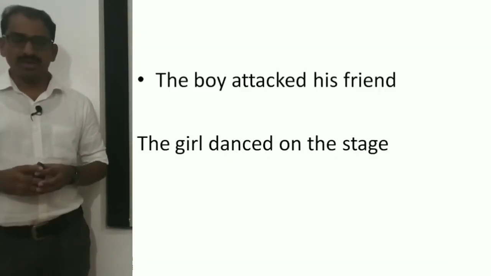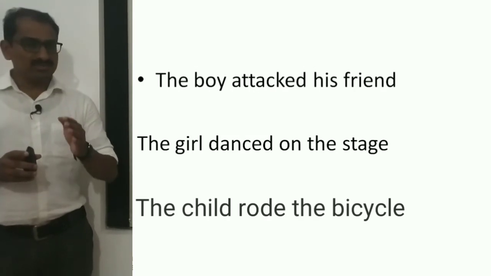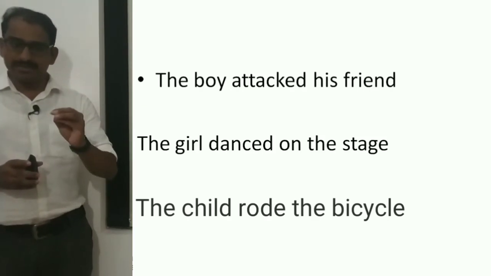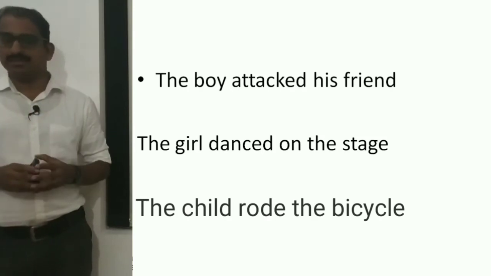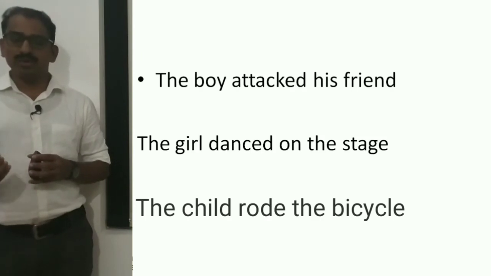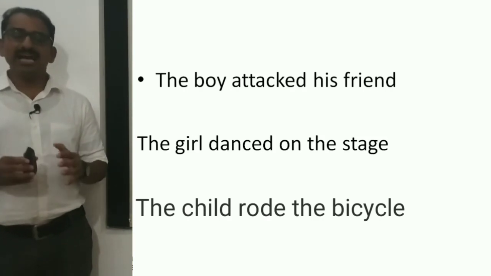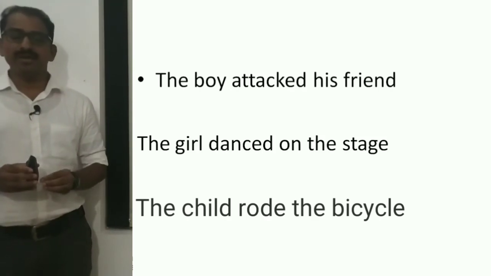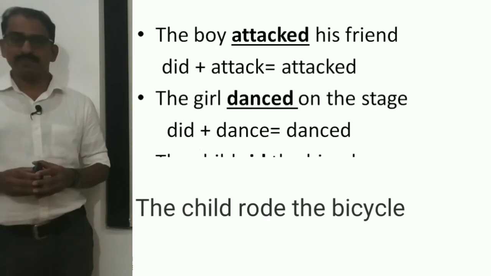Likewise, look at the examples. The boy attacked his friend. How will it be? The boy attacked. In attacked, you can see that is the V2 form. In the V2 form, did is used along with V1. Did plus attack becomes attacked in the sentence. Then the second sentence, the girl danced on the stage. Penguti vedil nirtam chaydu. Did plus dance becomes danced. The child rode the bicycle. That means did plus ride becomes rode here in the sentence.